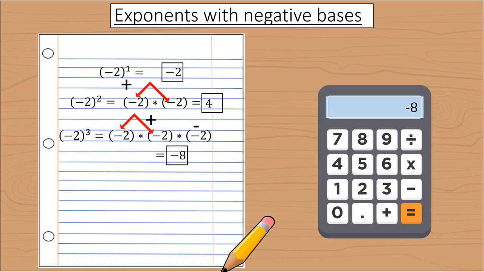Let's do another example. If we were to raise a negative 2 to the fourth power, we should get a negative 2 times a negative 2 times a negative 2 times a negative 2, correct? So based on the previous examples, we have two positives, and your answer should be a positive 16.